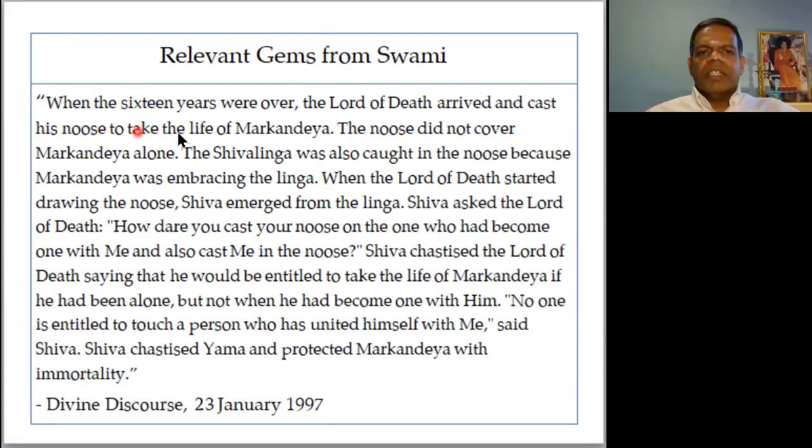When the 16 years were over, the Lord of Death arrived and cast his noose to take the life of Markandeya. The noose did not cover Markandeya alone. The Shivalinga was also caught in the noose because Markandeya was embracing the Linga. When the Lord of Death started drawing the noose, Shiva emerged from the Linga. Shiva asked the Lord of Death, "How dare you cast your noose on the one who had become one with me and also cast me in the noose?"